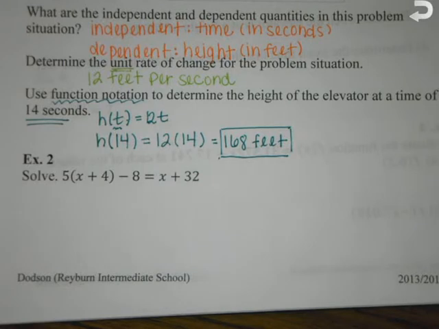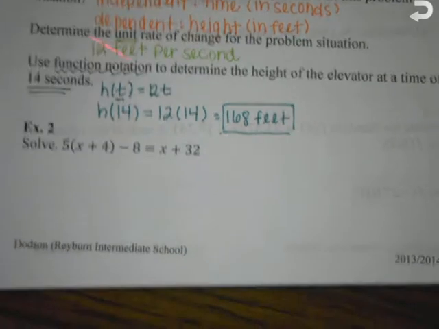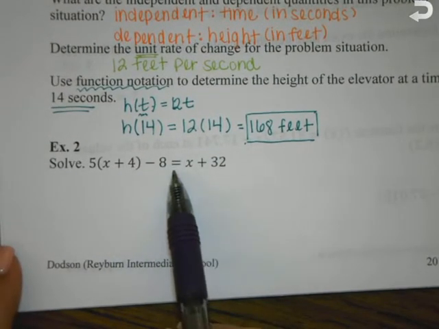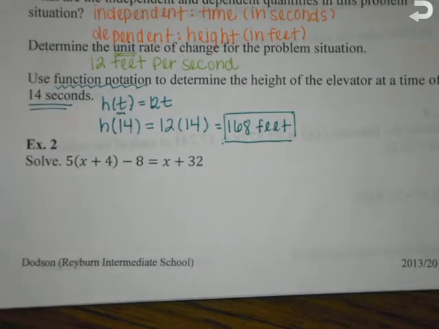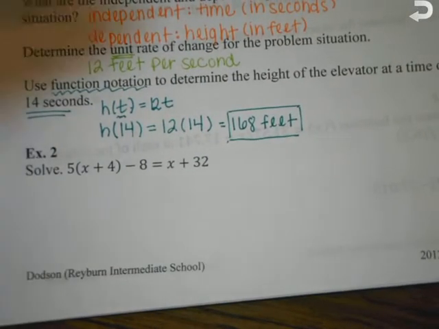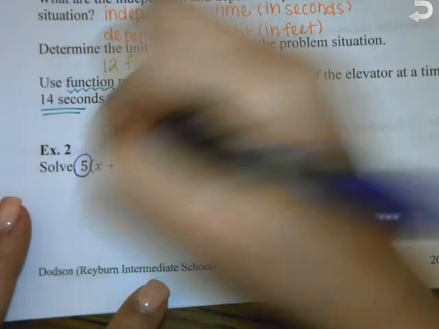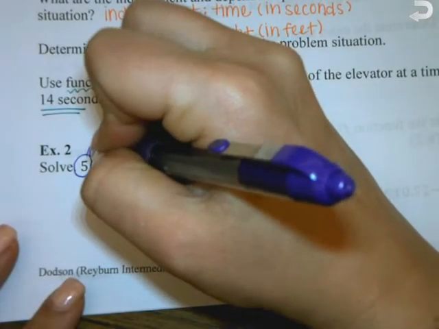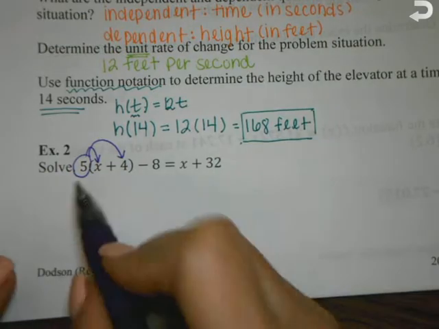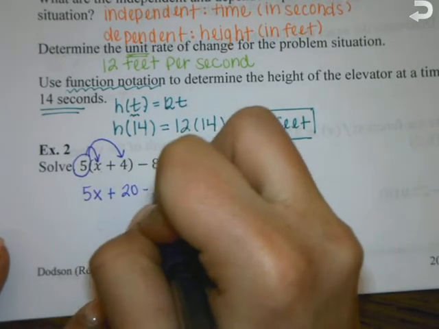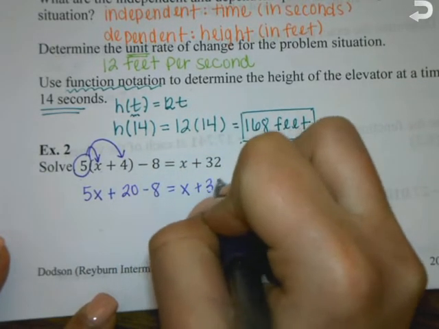Example 2, I want you to solve for x. Here is your equation. 5 times x plus 4 minus 8 equals x plus 32. When we were solving equations, the first step was to distribute if possible or combine like terms. Do you see distribution anywhere? The 5. I always circle the number and then draw the arrows so that I remember that I'm multiplying. What's 5 times x going to give you? 5x plus 20 minus 8 equals x plus 32, because we didn't do anything to the right-hand side yet, right?